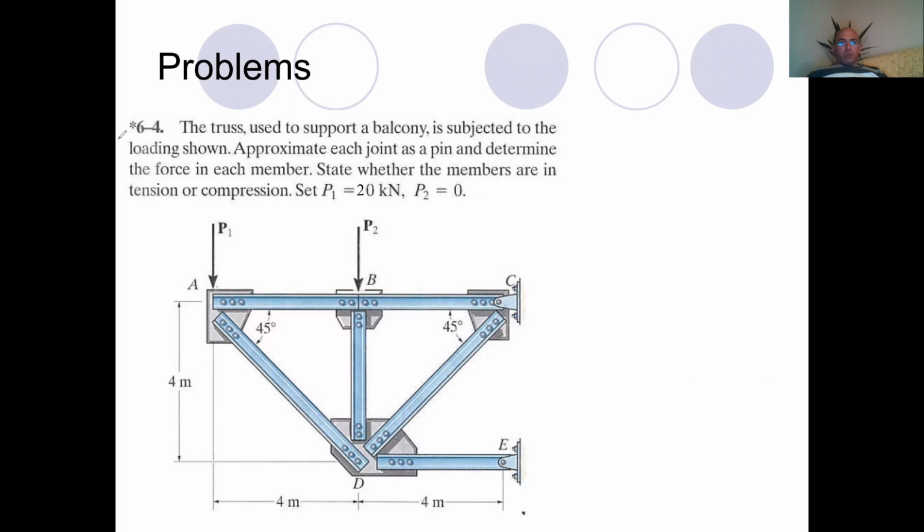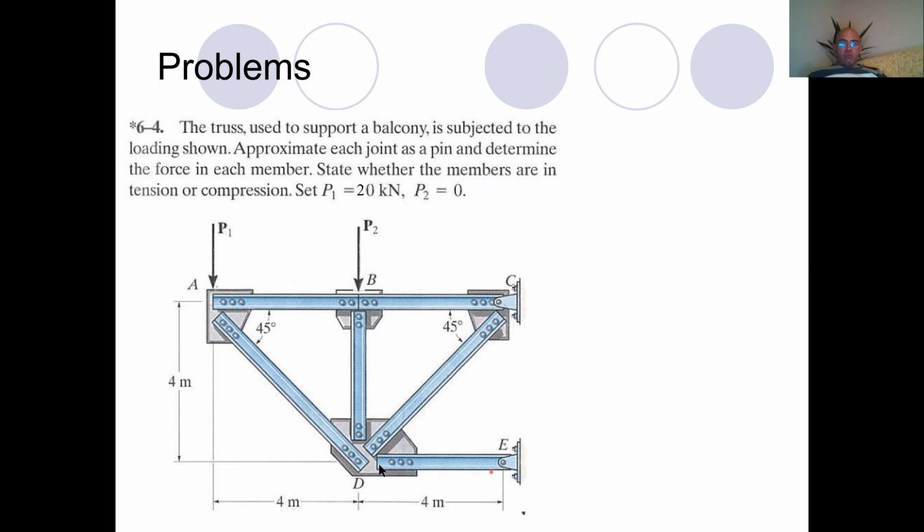Okay, our next problem is 6.4, and let's read the question first. The truss used to support a balcony is subjected to the loading shown. Approximate each joint as a pin and determine the force in each member. State whether the members are in tension or compression. Set P1 equal to 20 kilonewtons and P2 equal to 0.